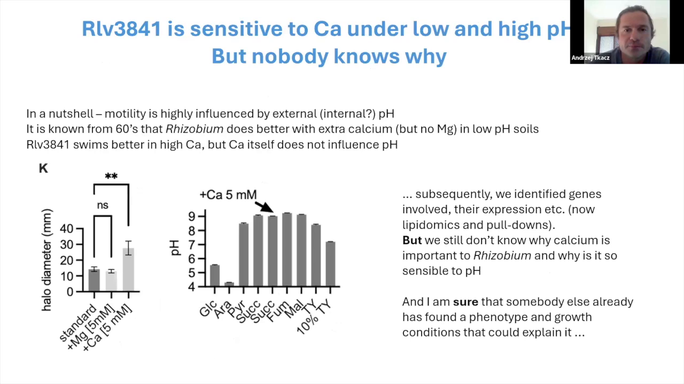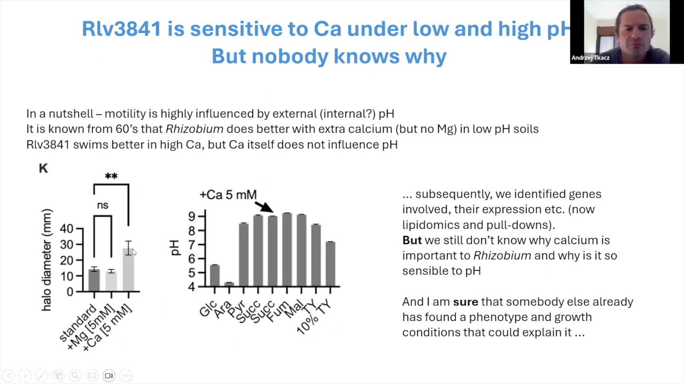Okay, and all right, we see a very clear phenotype, and we don't really understand why pH is so important for Rhizobium, but not for other strains. And I remember reading some literature from the 60s. Someone said that Rhizobium doesn't like acidic soils, but if you added extra calcium, they seem to tolerate it better.